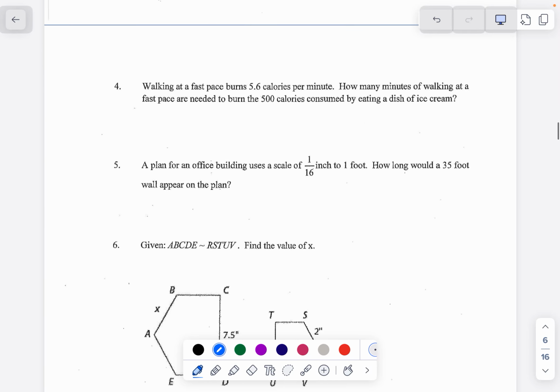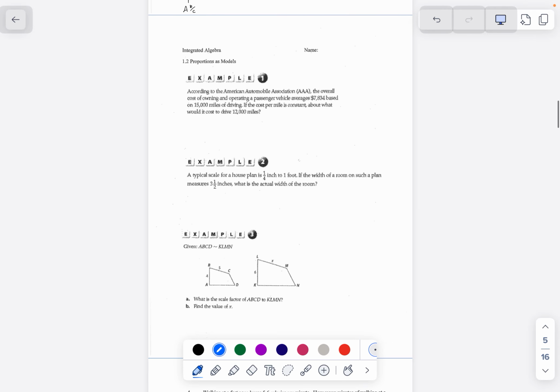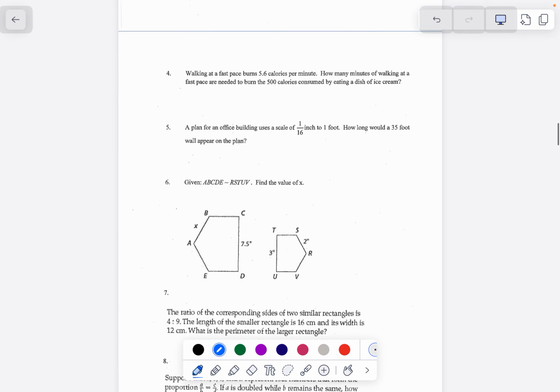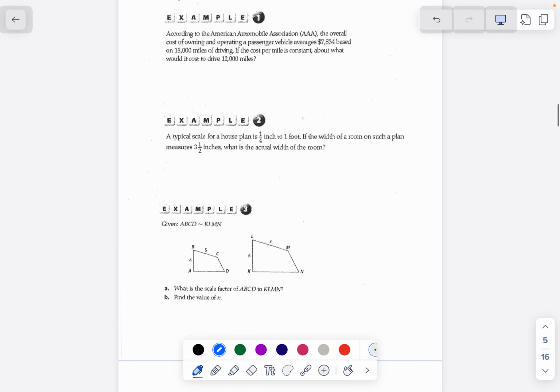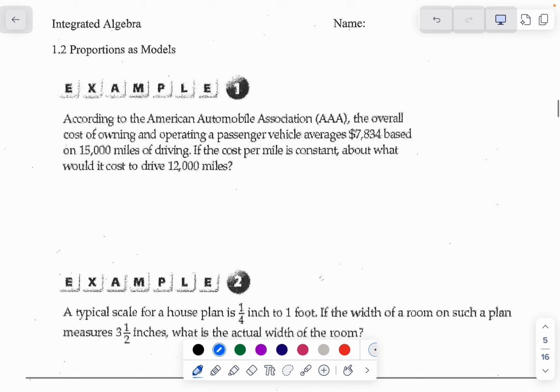Let's do this page together. I keep saying we're not going to do it together, but let's do this page together. And then for the remainder of class, you can try 4 through 8. So let's do these example 1, 2, and 3. Okay? So we'll do these together, and then you'll have some time.